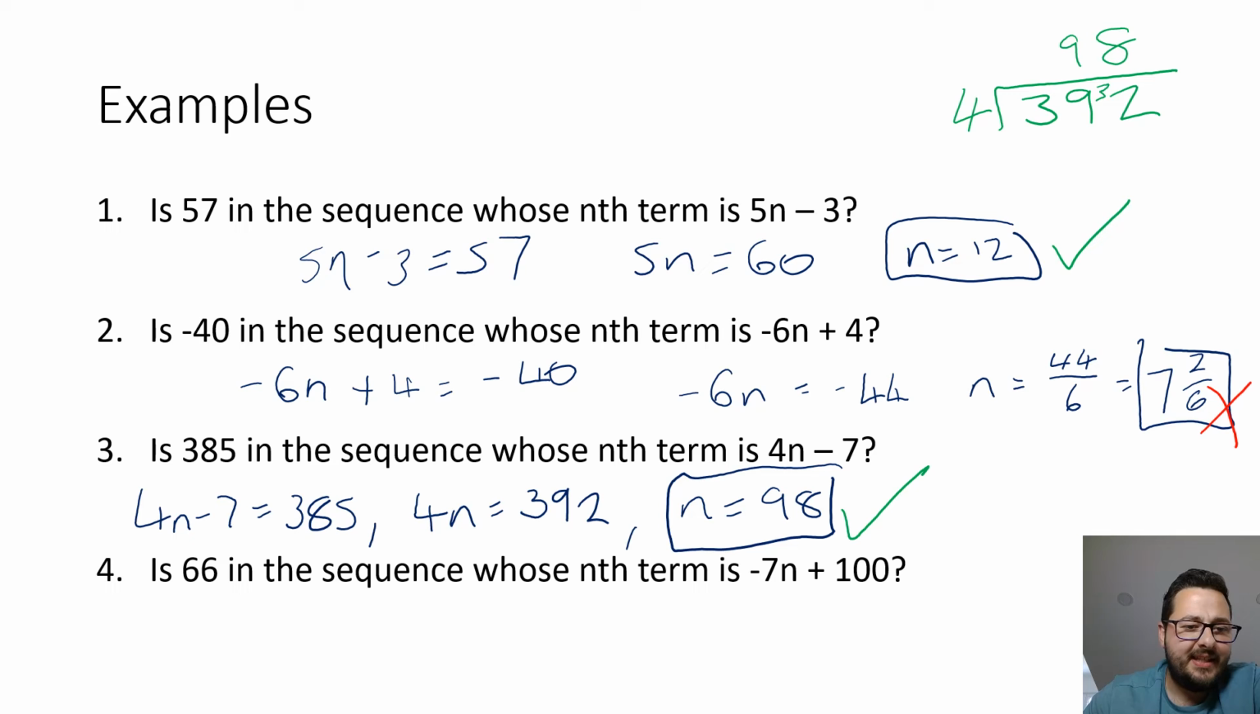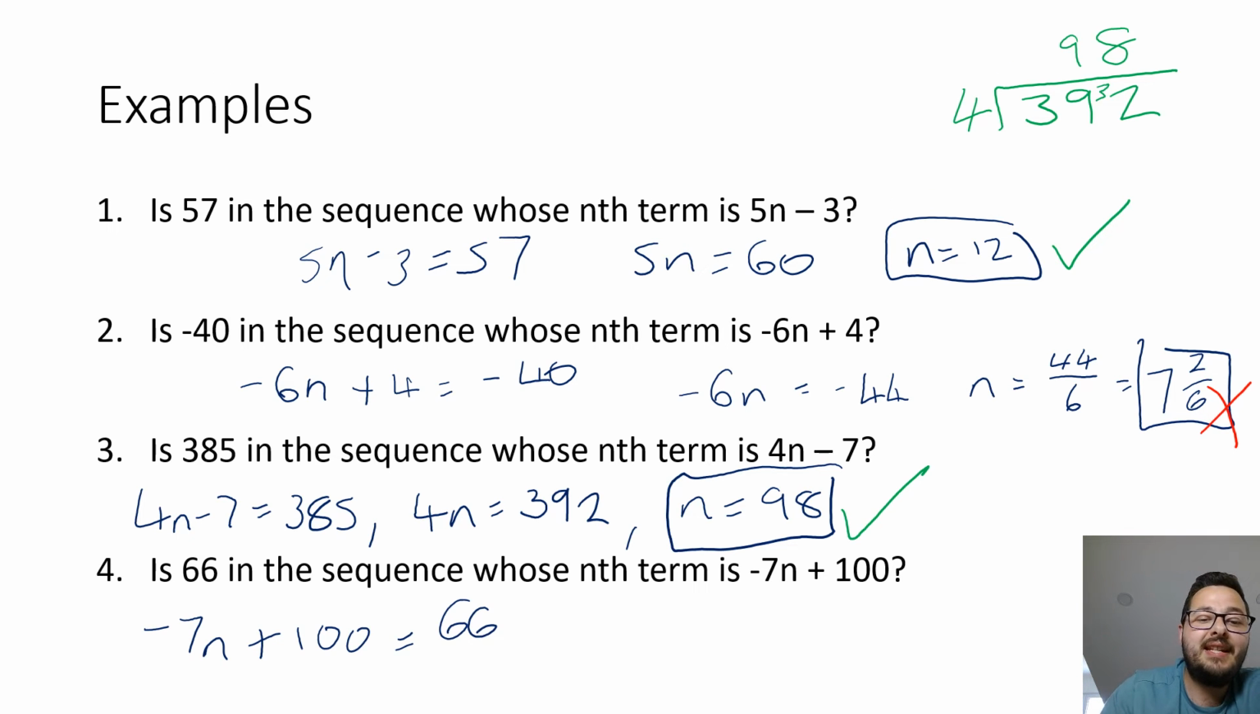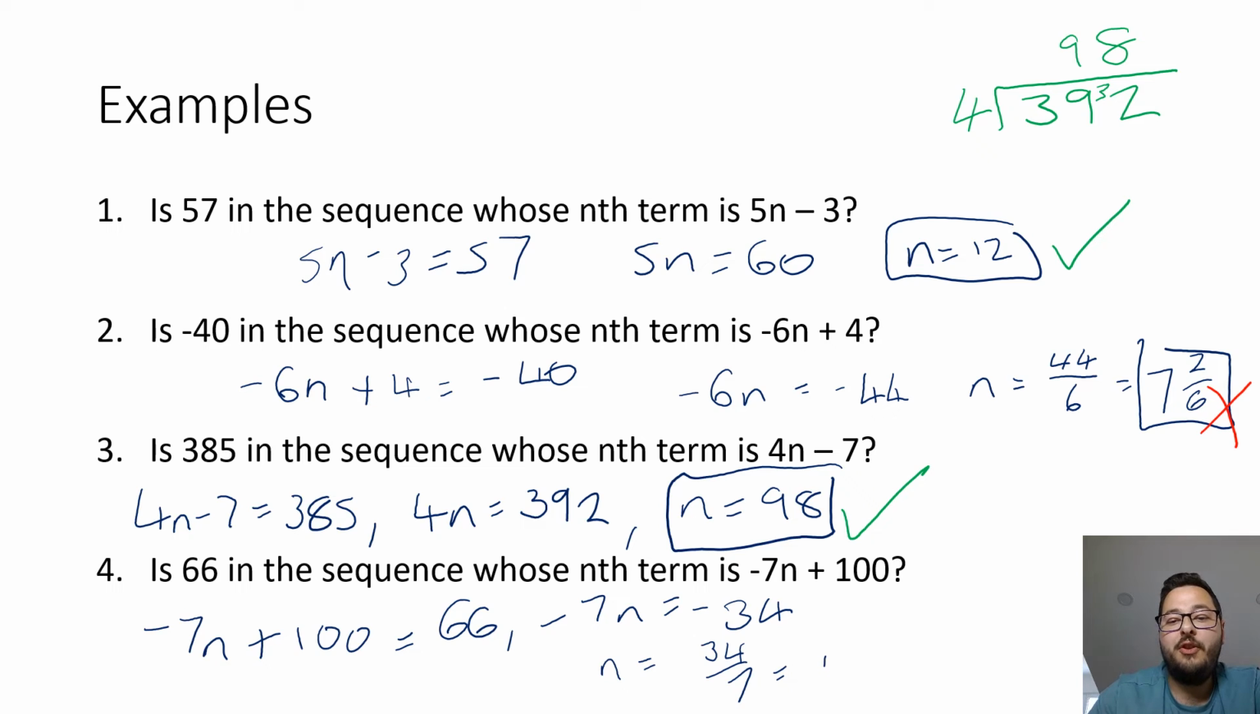And then finally, is 66 in the sequence whose nth term is minus 7n plus 100? So again, let's do minus 7n plus 100 equals 66. Let's take away 100 from both sides, so we end up with minus 7n equals, well, that's going to be minus 66 minus 100 is minus 34, and so n is going to be 34 over 7, which is no good, I don't think. 4 and 6/7, yeah, so that is no good either, so we can cross that.